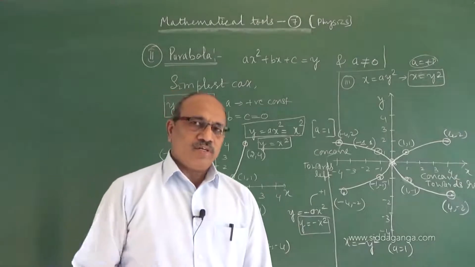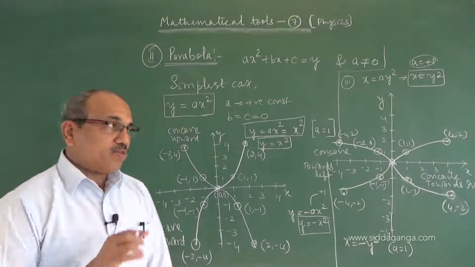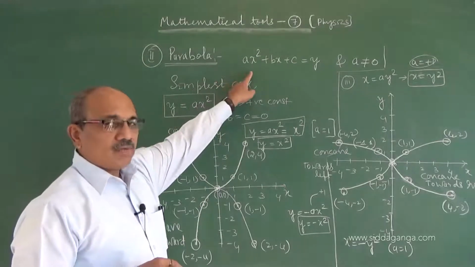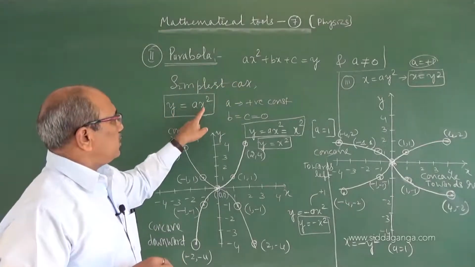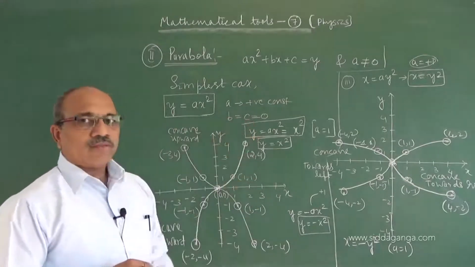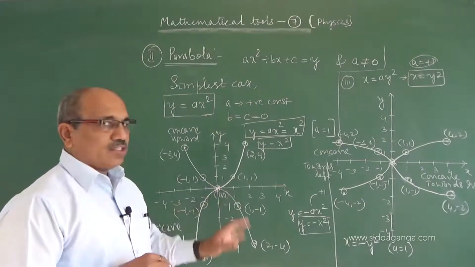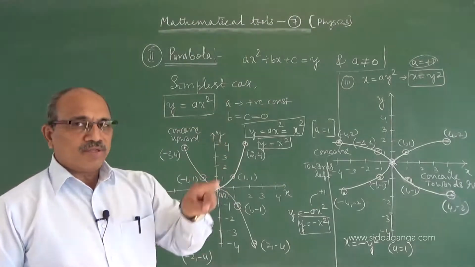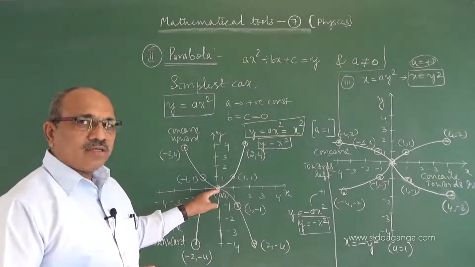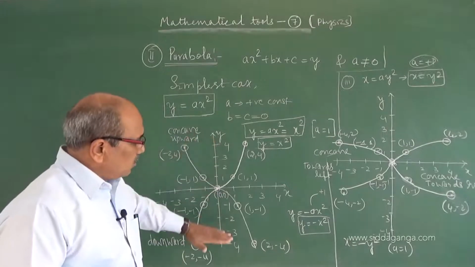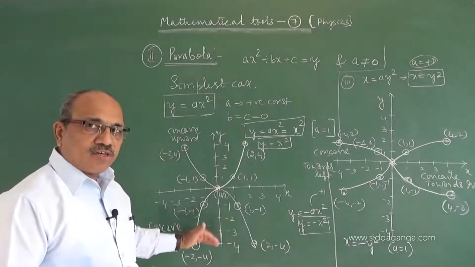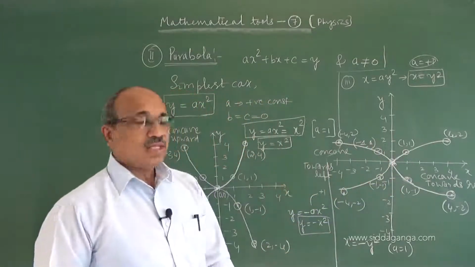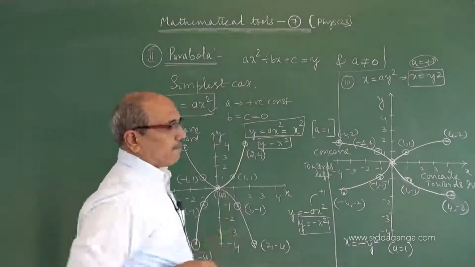See the shape, how it comes. I have taken the standard equation; I am not getting it otherwise. If the equation is of the simple form y equal to ax square, where b and c are 0, the vertex of the parabola is at the origin. It may be bent upward or downward, concave towards upward or downward, or it is to the right or left.